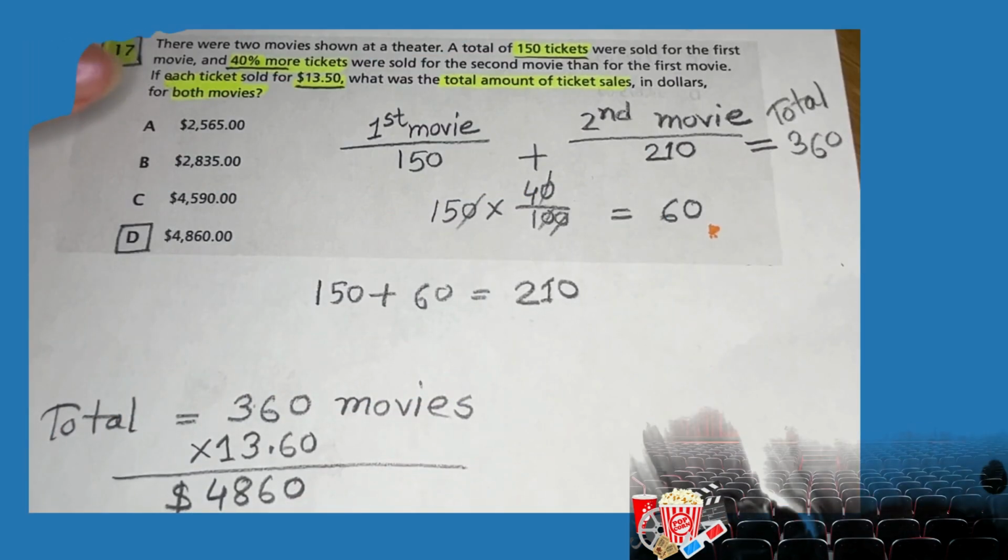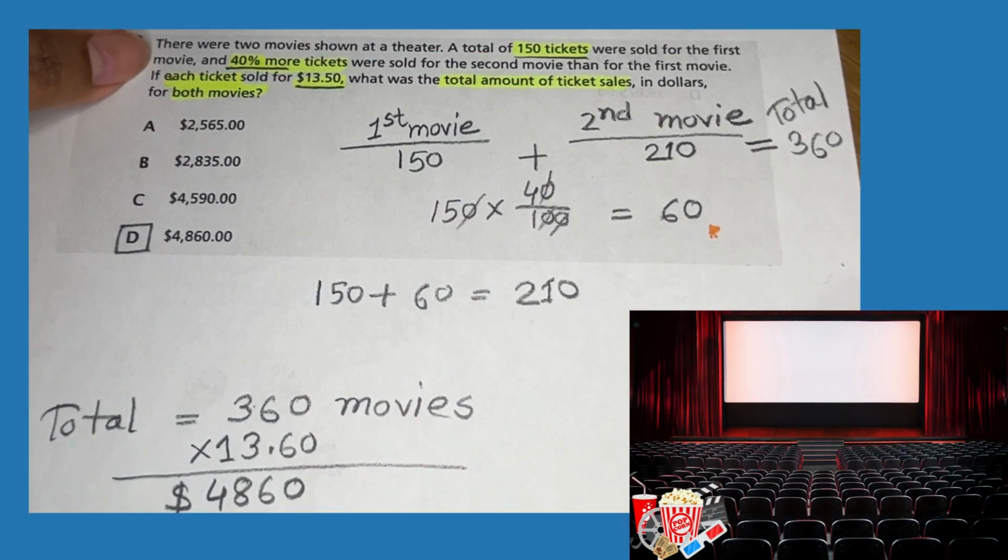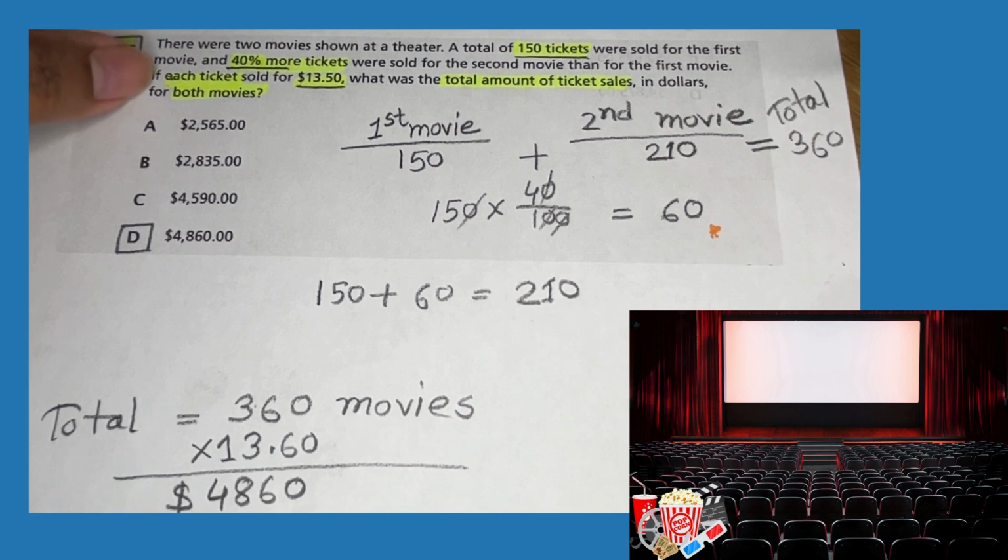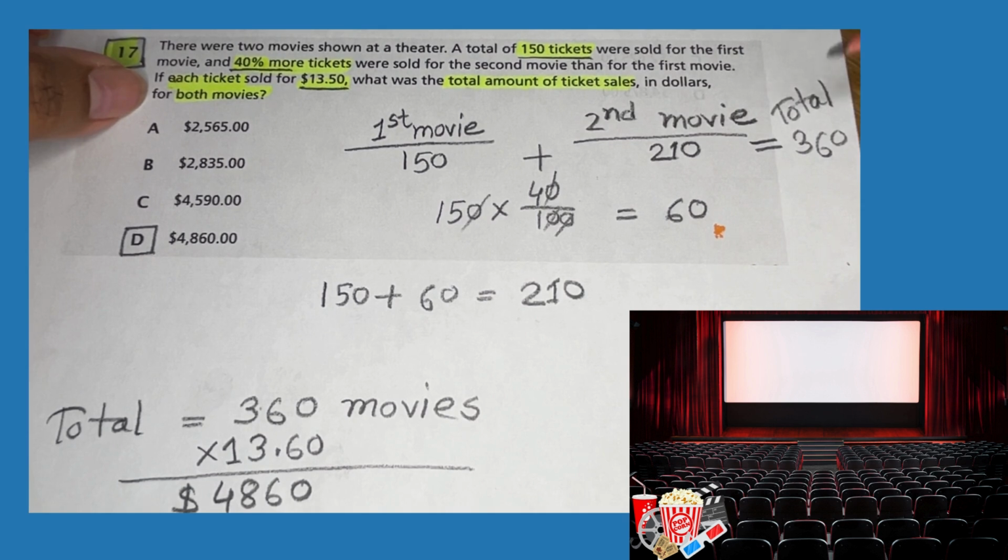Question number 17. There were two movies shown at a theater. A total of 150 tickets were sold for the first movie and 40% more tickets were sold for the second movie than the first movie. If each ticket sold for $13.50, what was the total amount of ticket sales in dollars for both movies? This kind of question you need to analyze and highlight. So we'll go step by step.